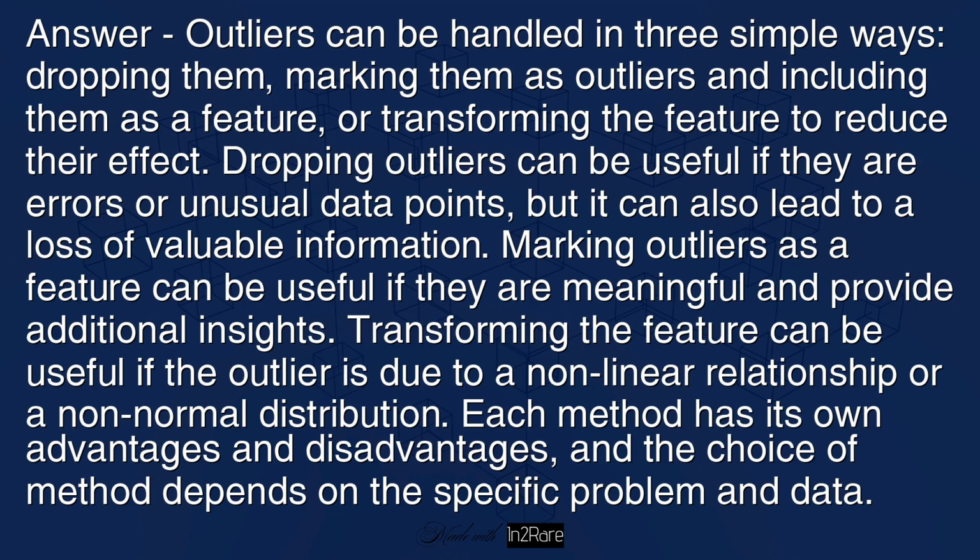Answer: outliers can be handled in 3 simple ways: dropping them, marking them as outliers and including them as a feature, or transforming the feature to reduce their effect. Dropping outliers can be useful if they are errors or unusual data points, but it can also lead to a loss of valuable information. Marking outliers as a feature can be useful if they are meaningful and provide additional insights. Transforming the feature can be useful if the outlier is due to a nonlinear relationship or a non-normal distribution. Each method has its own advantages and disadvantages, and the choice of method depends on the specific problem and data.